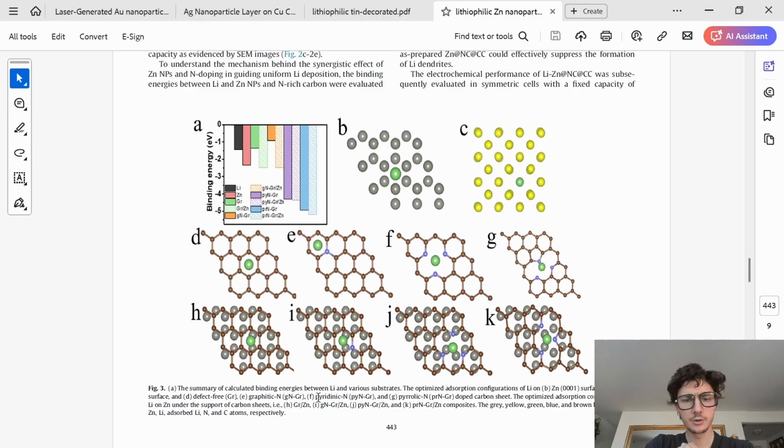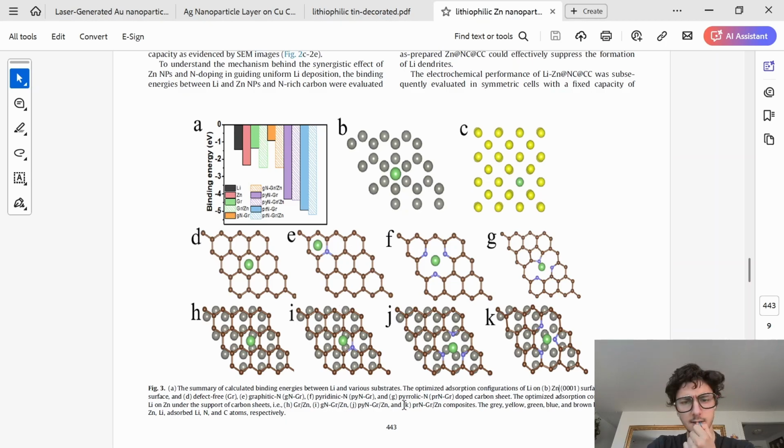The summary of calculated binding energies between lithium and various substrates. The optimized absorption configuration of lithium on B, zinc, with this surface. So where is B? Here? Not too sure how to read this. C, lithium, here. Defect-free graphene, or graphite. Graphite N, over here.